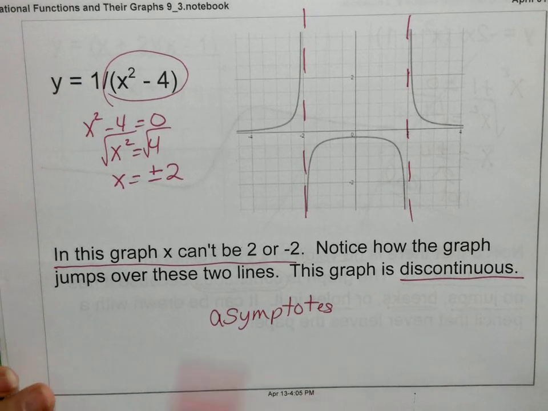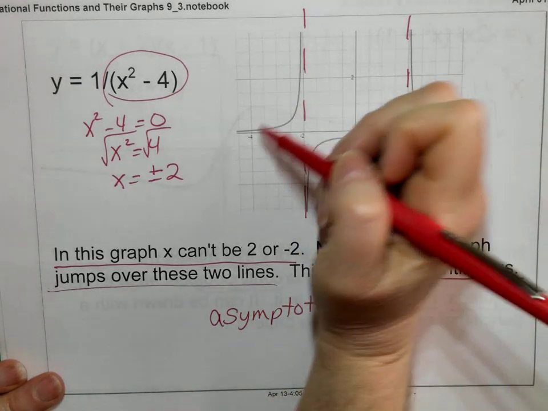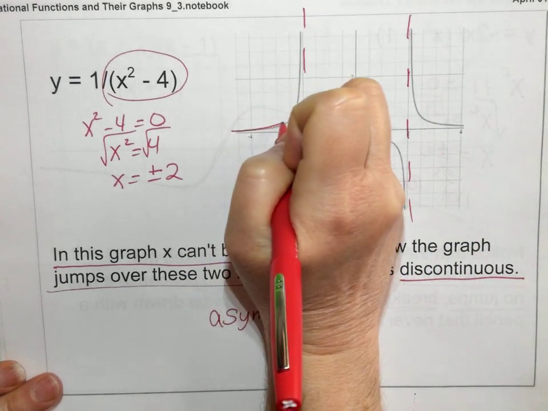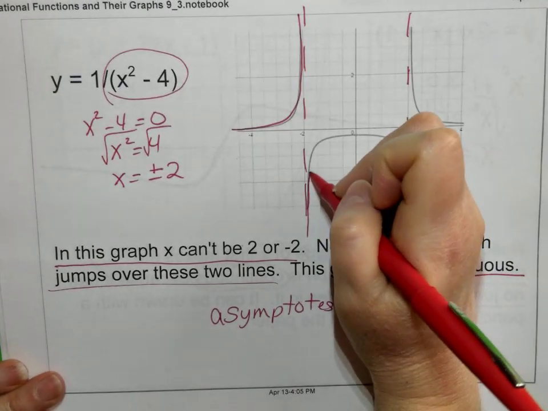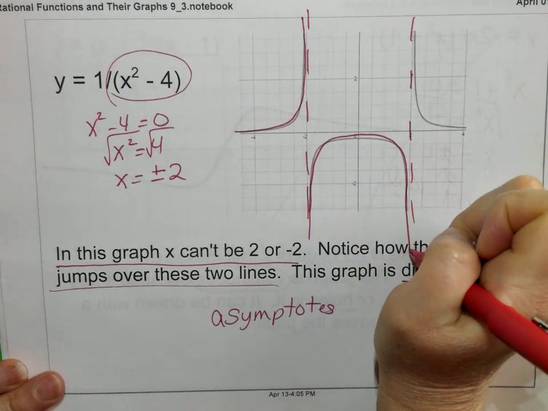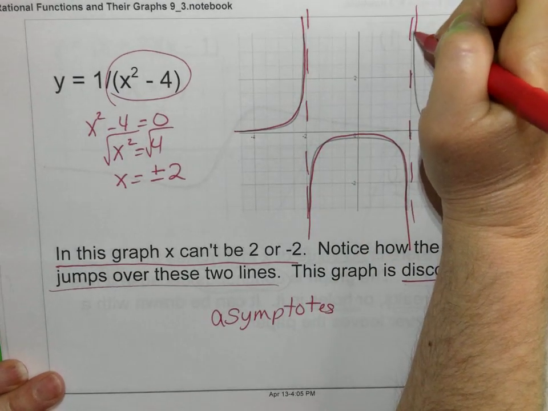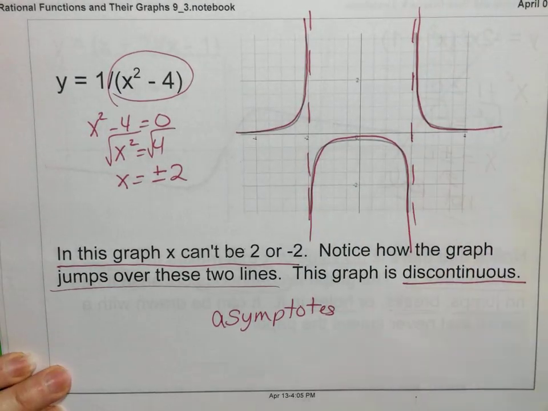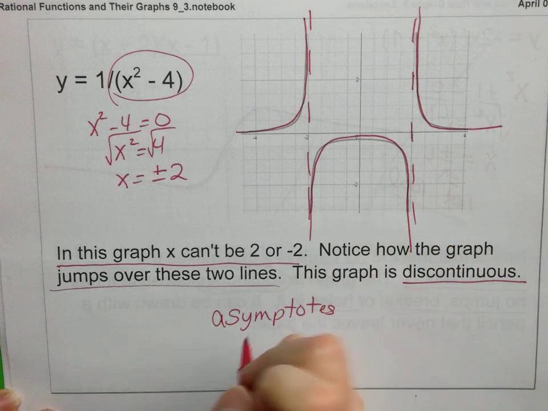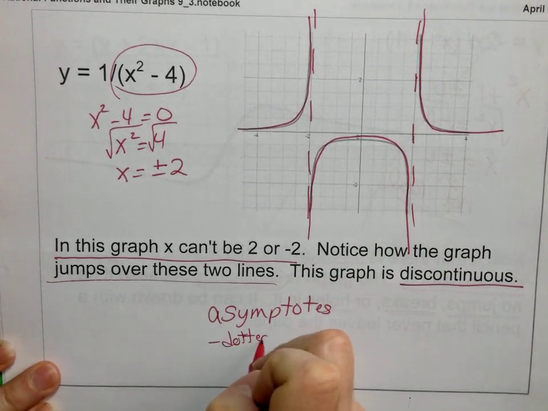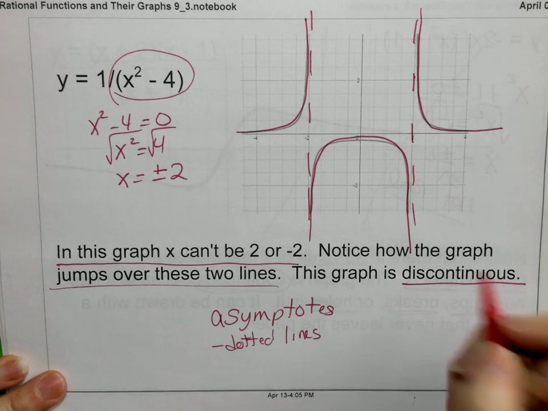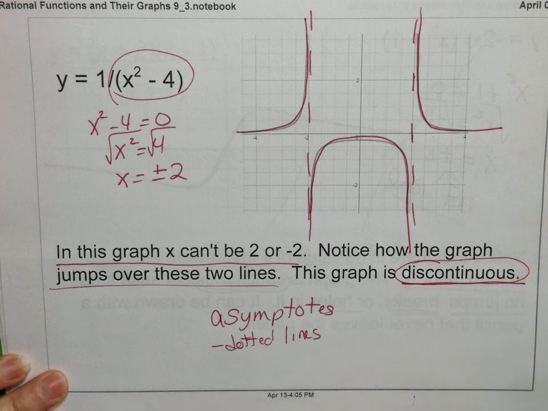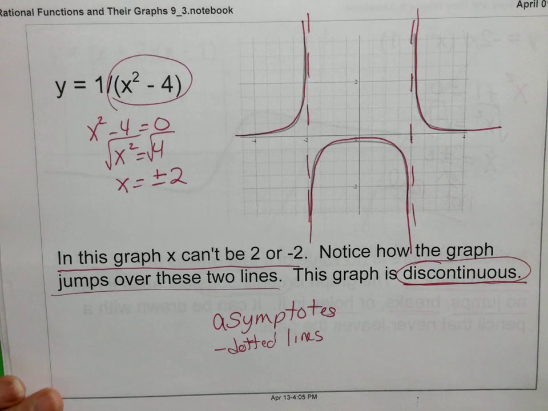A-S-Y-M-P-T-O-T-E-S. Okay, notice how the graph jumps over those. I can draw this piece over here without lifting my pencil. But to draw this piece, I have to pick up my pencil, come all the way down here to draw this piece. Then I have to pick up my pencil again to come all the way up here so I can draw this piece. These two dotted lines are called asymptotes, and asymptotes are the places where we have discontinuities or discontinuous parts of the function. That's where the function can't go.